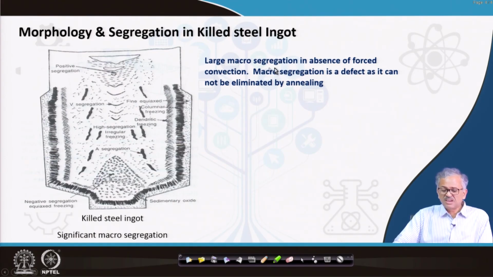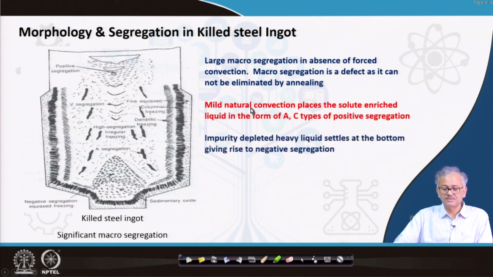And the large macrosegregation in the absence of forced convection, as I said, is a defect that cannot be eliminated by annealing, as I have said. So these are really defects. And mild natural convection places the solute-rich liquid in the form of A and C type positive segregation.